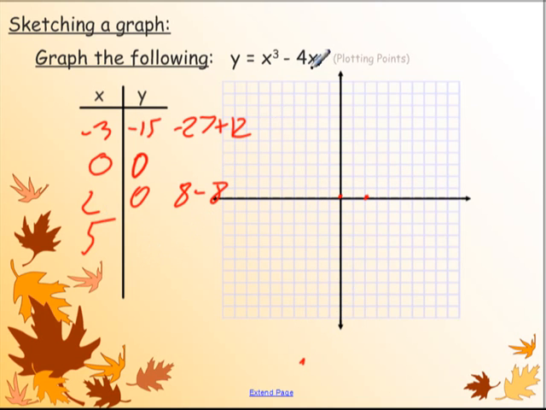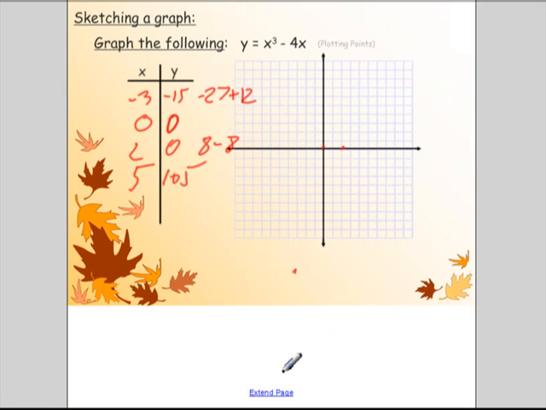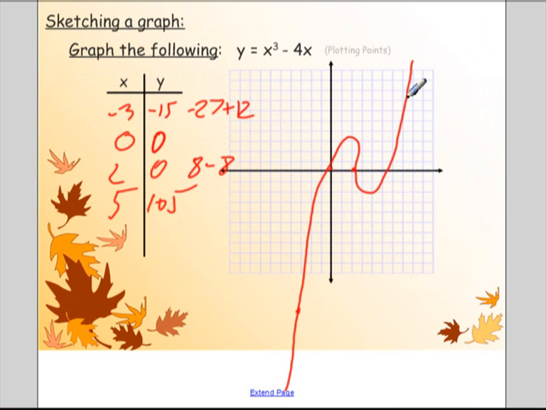Well, that's 125 minus 20, so that's 105. So it's way, way off my graph. So I might expect this graph to be doing something like that. Not really sure. But the calculator is going to help make this process a lot easier. Okay, so we're going to look at how to do that.